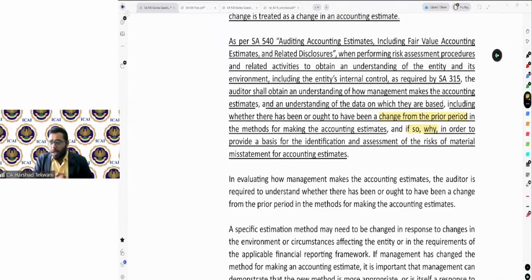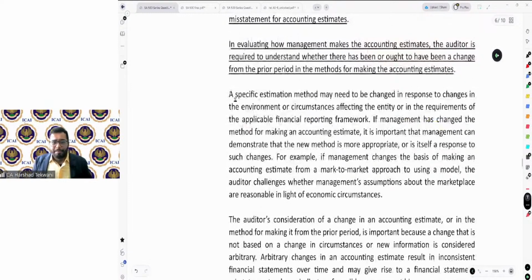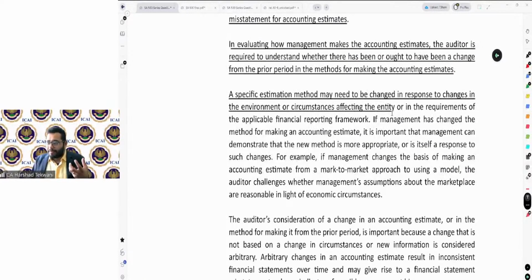Okay, let's continue then. So this will be a change compared to the prior years. If there is a change, then why is there a change? In evaluating how management makes the accounting estimate, the auditor is required to understand whether there has been a change from the prior period. A specific estimation method may need to be changed in response to change in environment or circumstances affecting the entity, if there is a change in the circumstances or requirement of applicable financial reporting framework.